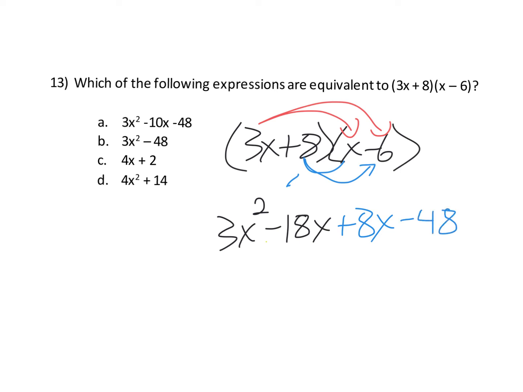Then we end up with these like terms in the middle. They have the same base and the same exponent, but we have a minus 18x plus 8x, and that's going to be a minus 10x. So our final answer is going to include the 3x squared, then the minus 10x, and then minus 48. And you'll see that answer is A.